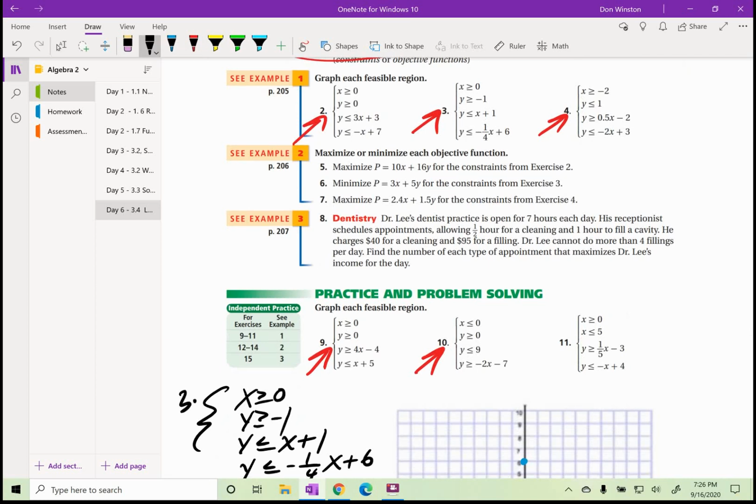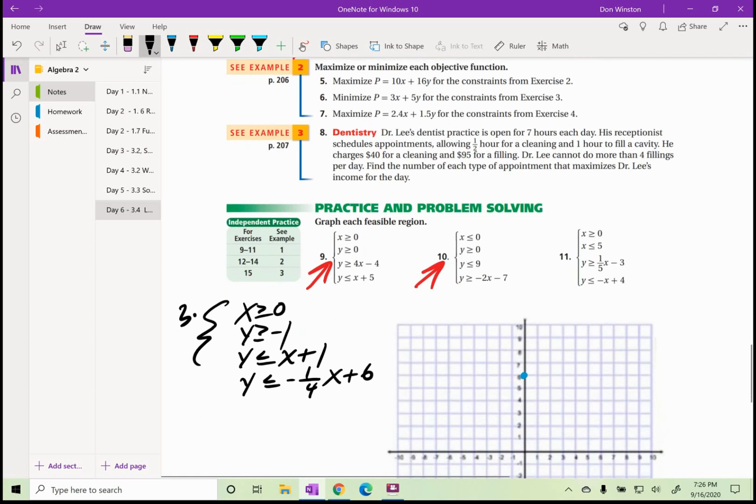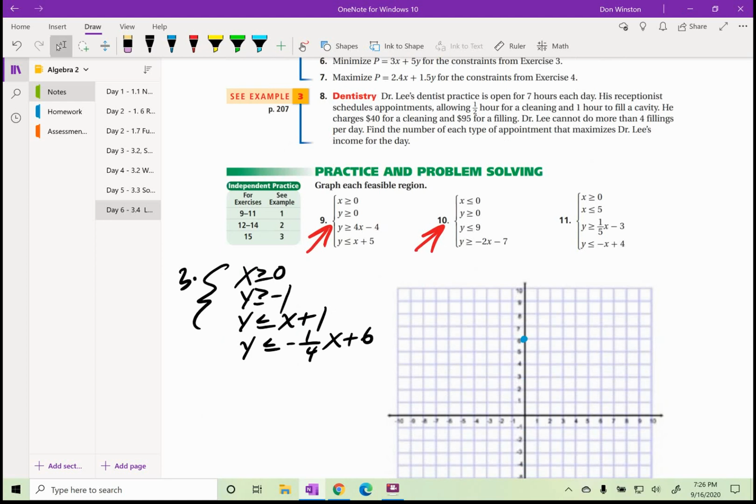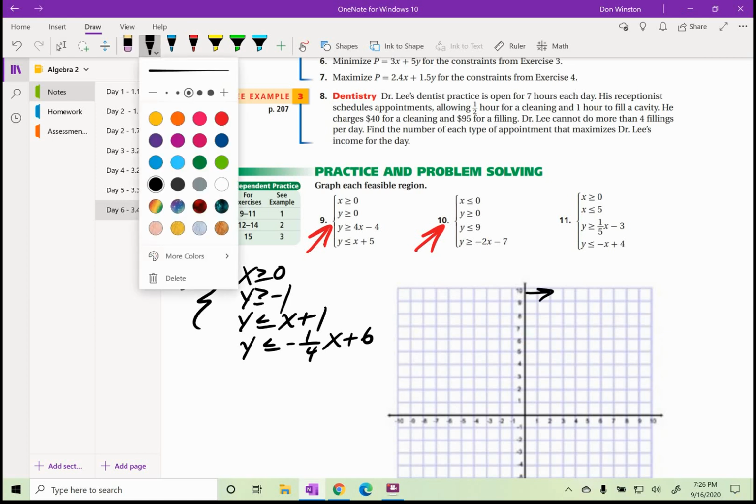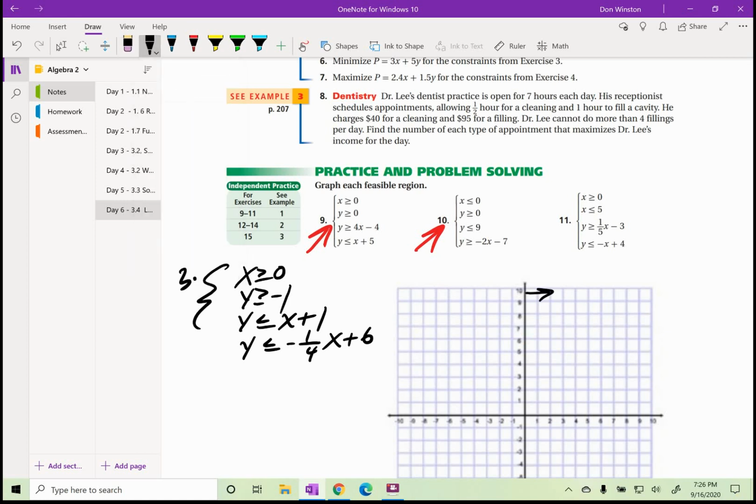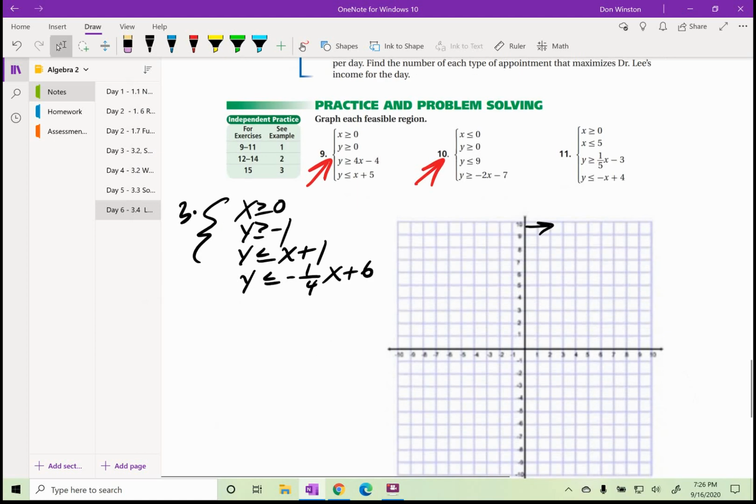So they give you x is greater than or equal to 0, y is greater than or equal to negative 1. Okay, what you see there. All right, so let me do this for you. The graph is here. x is greater than or equal to 0, so I know it's going to go that way. And then y is greater than or equal to negative 1, so I have to graph that.